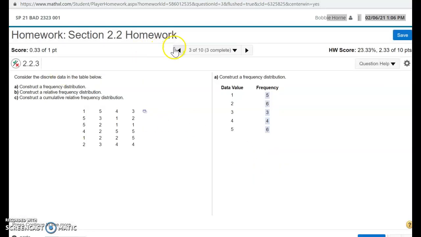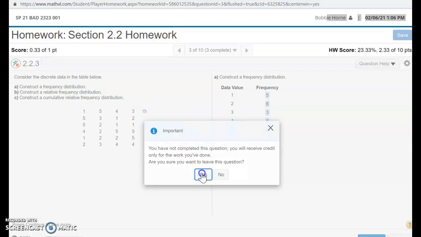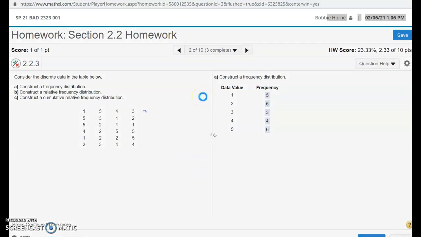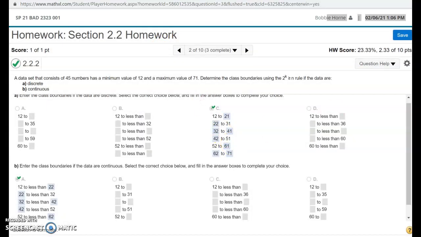Let me know if you have any questions about that problem. That's usually where students have the hardest part, trying to determine how to do discrete and how to do continuous. But either way, you still have to do the 2K rule and determine the class width. Let me know if you have any questions.